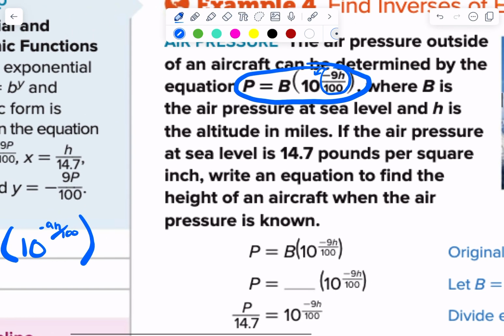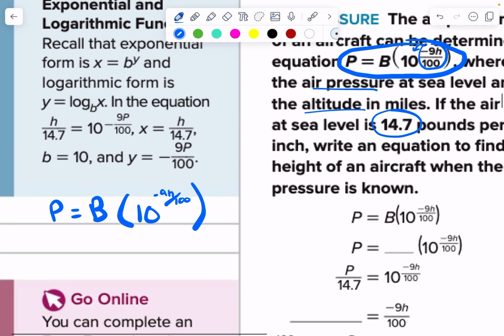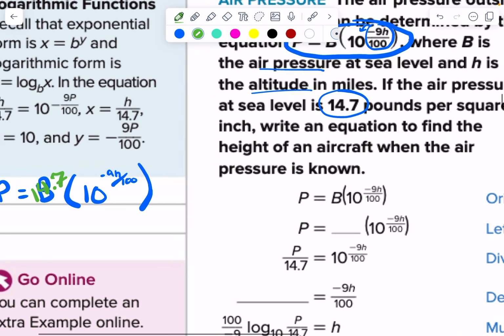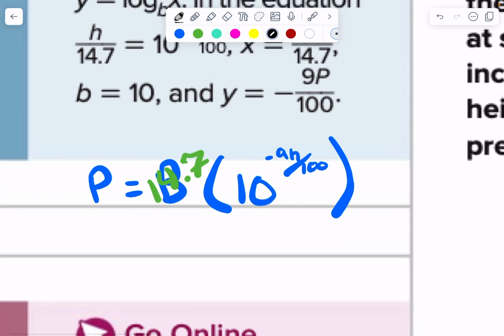Okay, then it says the air pressure. Oh, B is the air pressure, and H is the altitude, so like how high up you are. If the air pressure is 14.7 pounds per square inch, okay, that means I'm going to plug 14.7 in for B. That's what the air pressure stands for. Write an equation to find the height of the aircraft when the air pressure is known. Okay, so here what they want us to do is solve for H. Kind of like I set up above, where they will now have us solving for time. Instead of solving for this A over here, they'll say plug in this number and let's solve for H.